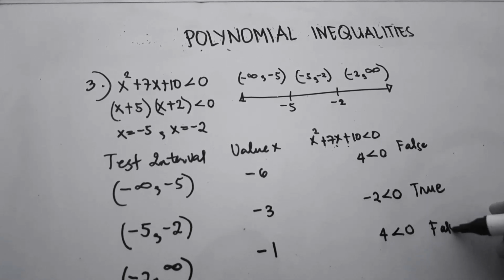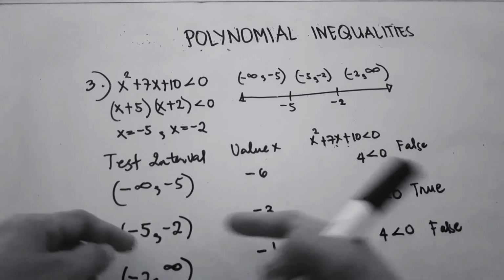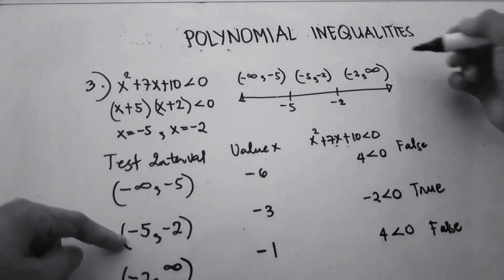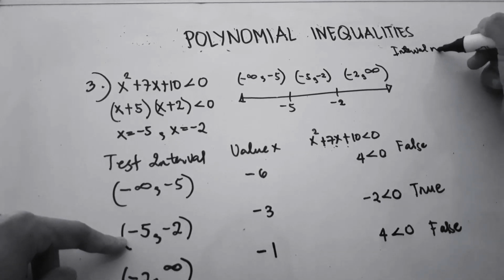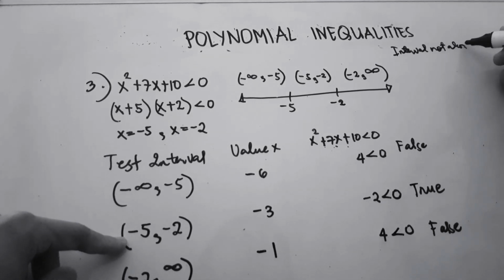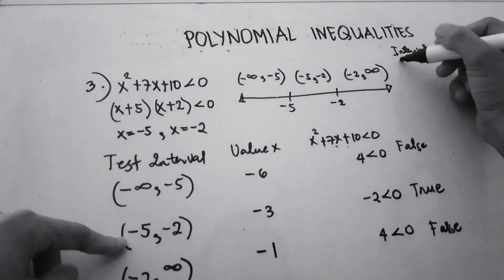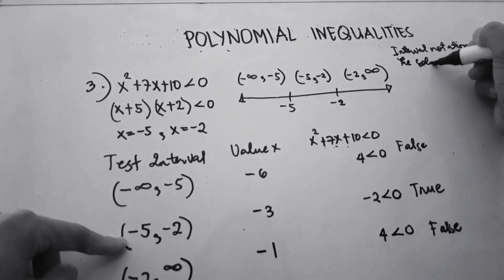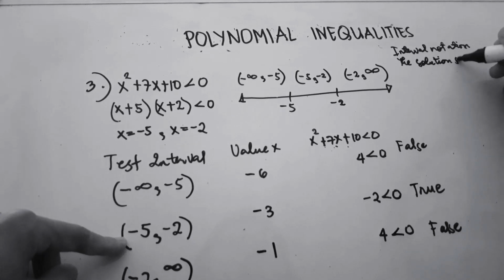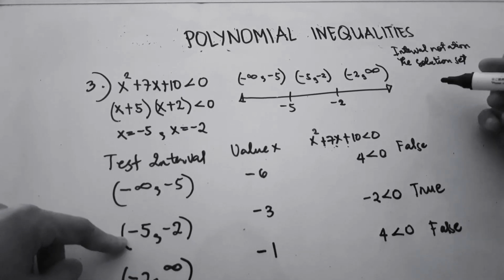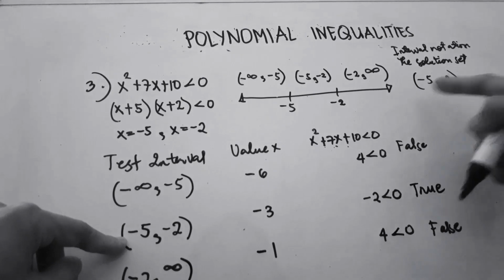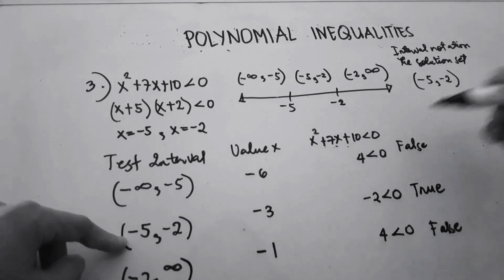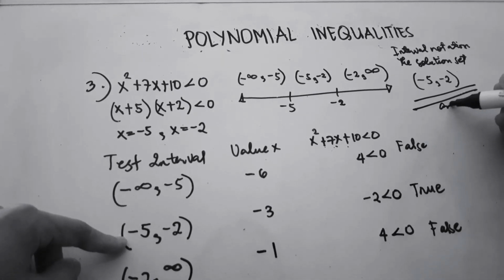And in the interval notation here, we want the interval that makes the statement correct. Therefore, the solution set is negative 5 and negative 2, and we can use the open interval here. So this is our answer.